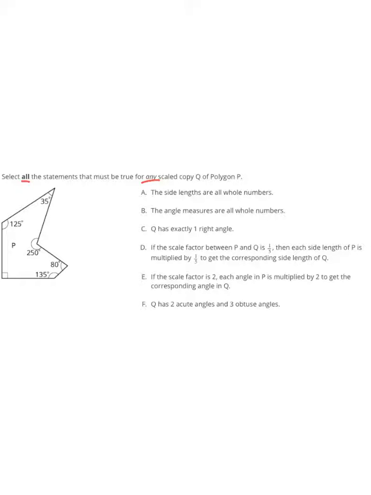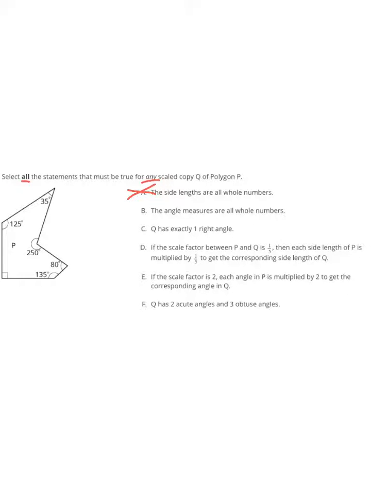So the side lengths are all whole numbers. Well, they don't give us any information about the original side lengths for P, and you could have a scale factor that's a fraction that would give you a fraction for your scaled copy, so that's out.